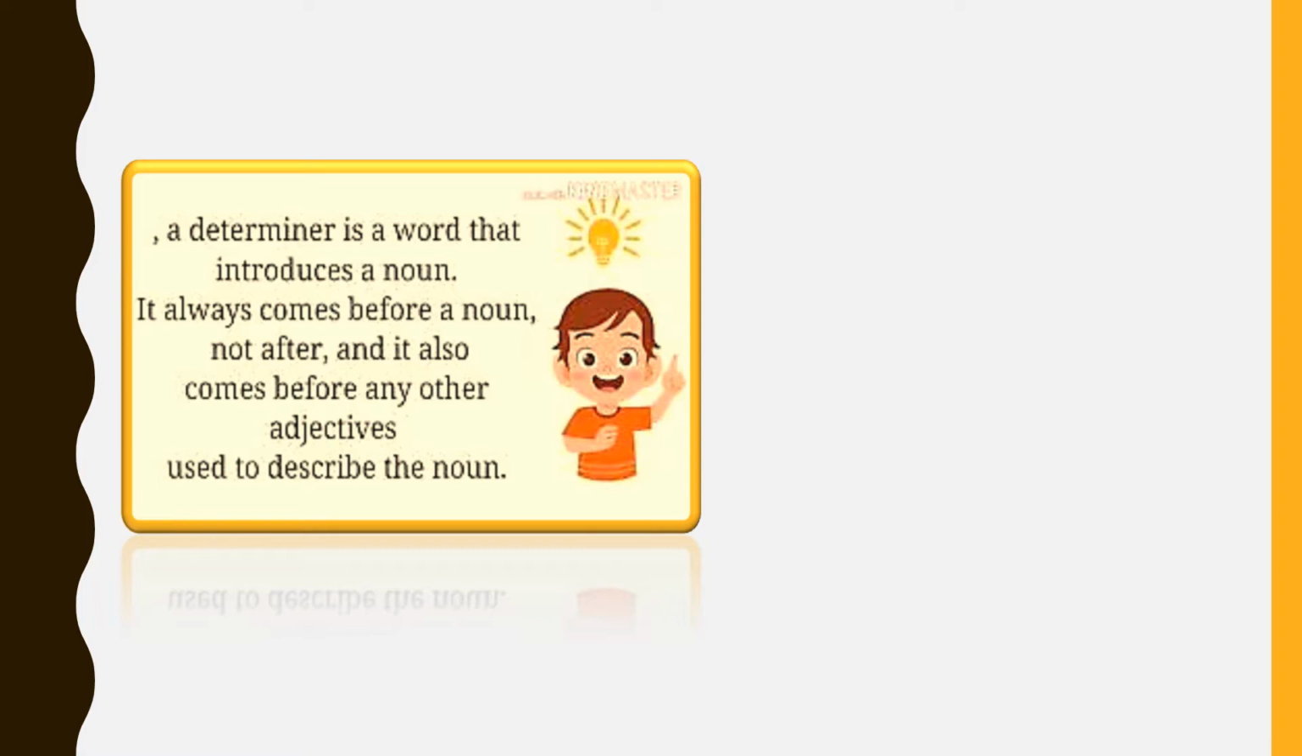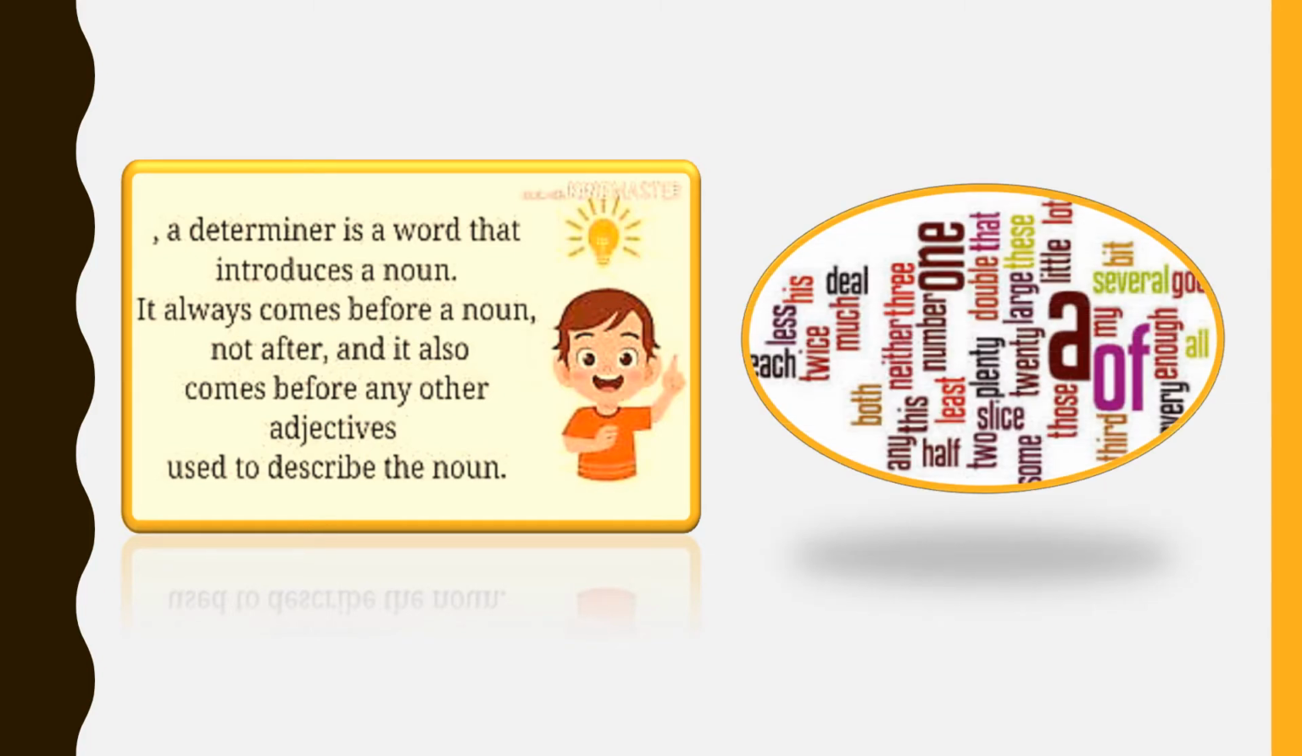For example, I can say some women. Okay, so some is the determiner and women is the noun. I can also say some busy women. Now the word busy describes the noun and the determiner will come before that adjective and noun. Okay.